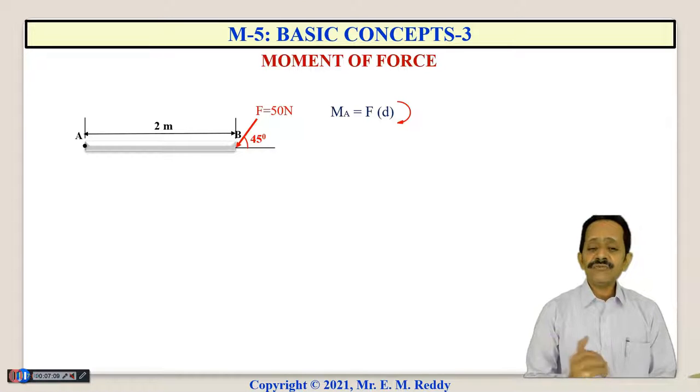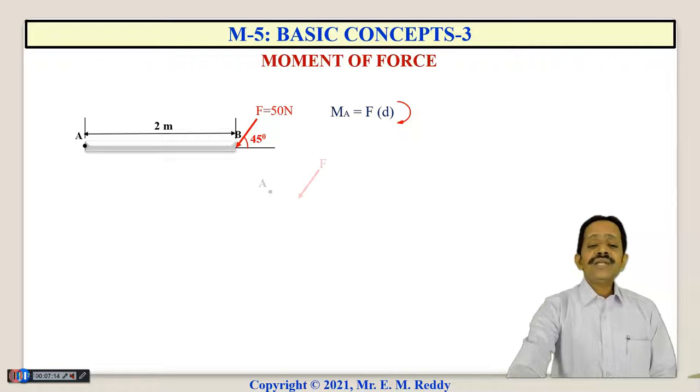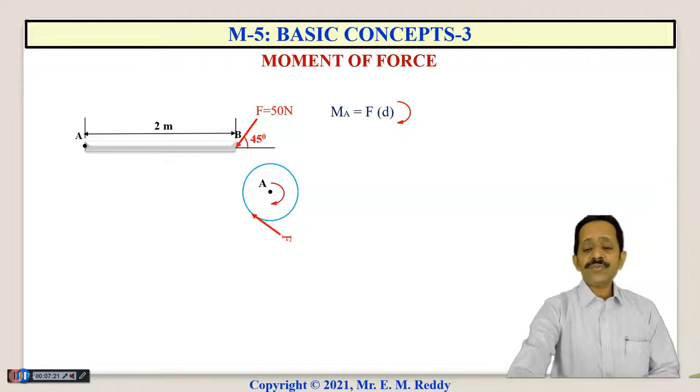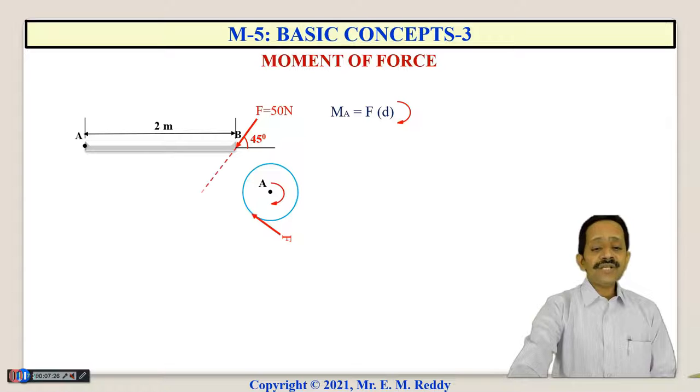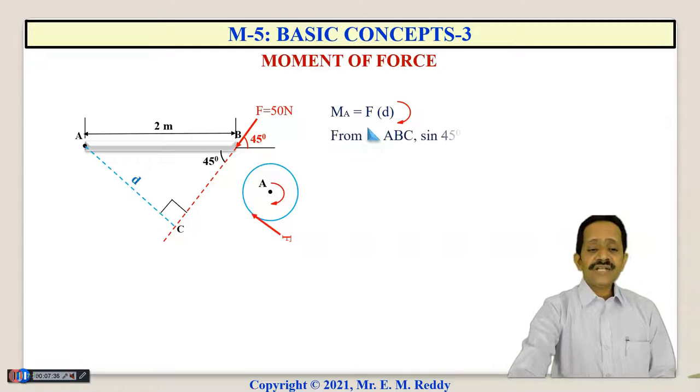Here, what is the sense of the moment created by this force about A? So this force tends to rotate the body in clockwise direction. Hence, the sense of the moment of this force is clockwise. Now, D is the perpendicular distance from the line of action of the force to point A. So, from geometry, we have this angle 45 degrees, and from the right angled triangle ABC, sine 45 is opposite side D upon hypotenuse 2. So, D is equal to 2 sine 45.